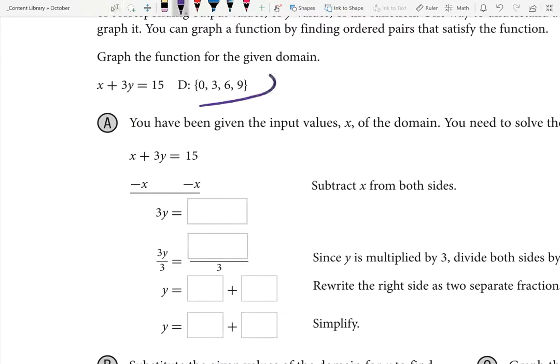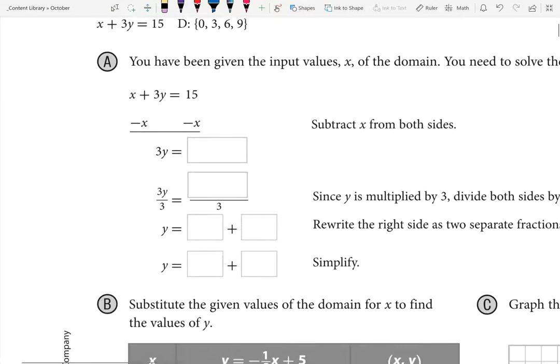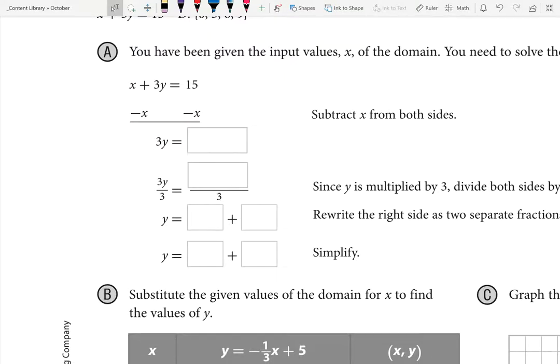And then when we graph it, we'll graph it on this domain. Now this domain is discrete rather than continuous because it's telling us to use only the points at 0, 3, 6, and 9. And that is all. So when we graph this function, we're only going to do it at those 4 spots. But let's get back to rearranging this function, right?